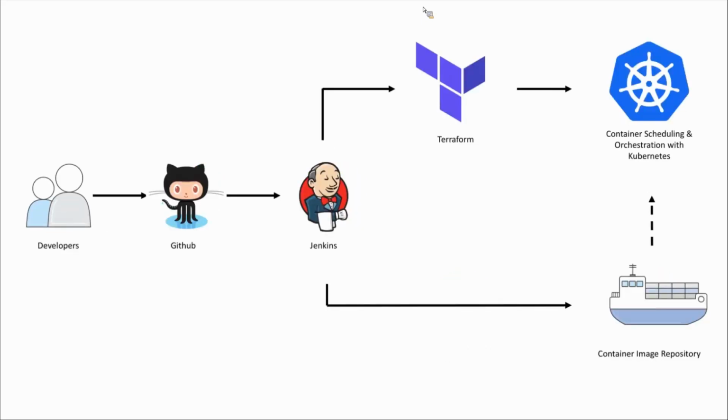A non-Amazon example here would be I have developers pushing to GitHub, which then kicks off a build in Jenkins, which then builds and pushes an image to another container image repository. So we'll use Docker Hub. My infrastructure provisioning path is via Terraform, and then my scheduling and orchestration of my containers is managed with Kubernetes.